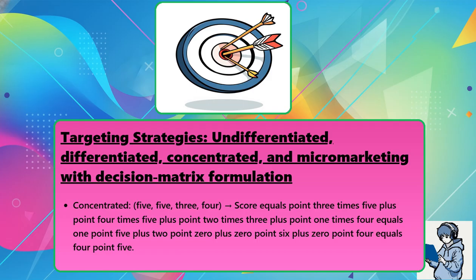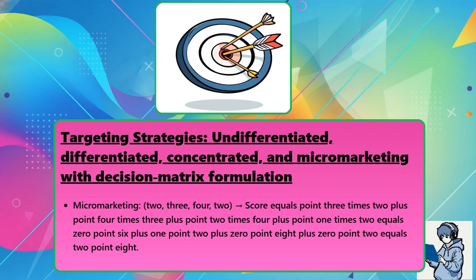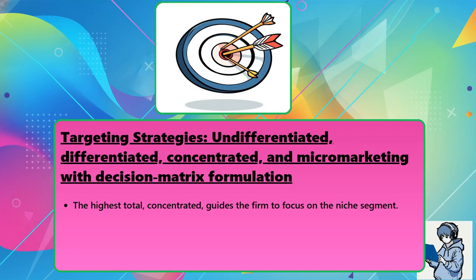Concentrated: 5, 5, 3, 4. Score equals 0.3 times 5 plus 0.4 times 5 plus 0.2 times 3 plus 0.1 times 4 equals 1.5 plus 2.0 plus 0.6 plus 0.4 equals 4.5. Micro-marketing: 2, 3, 4, 2. Score equals 0.3 times 2 plus 0.4 times 3 plus 0.2 times 4 plus 0.1 times 2 equals 0.6 plus 1.2 plus 0.8 plus 0.2 equals 2.8. The highest total, concentrated, guides the firm to focus on the niche segment.